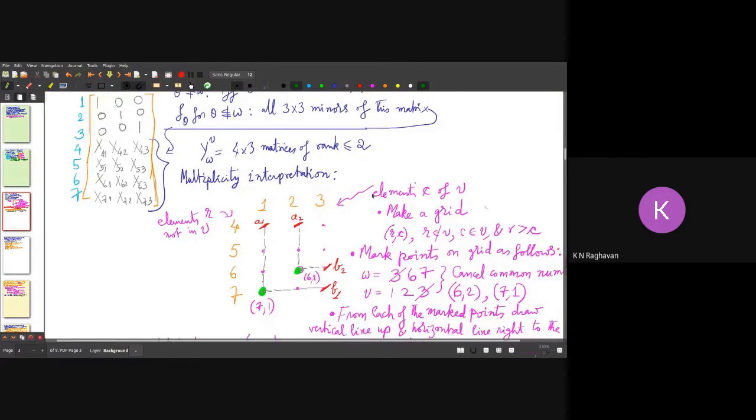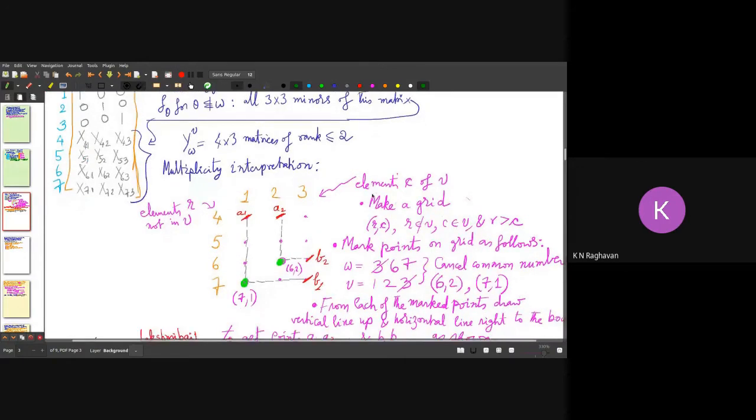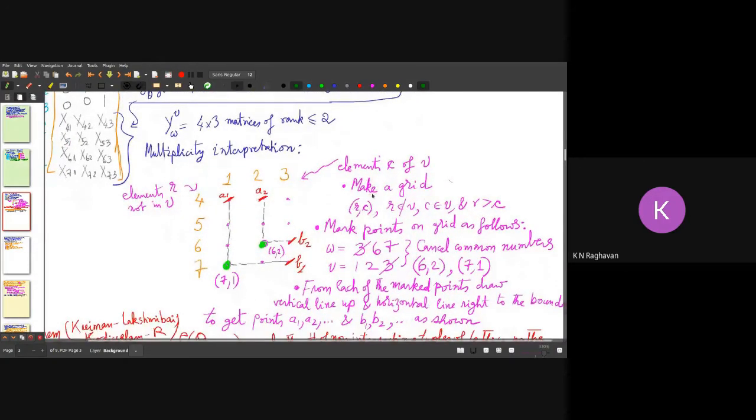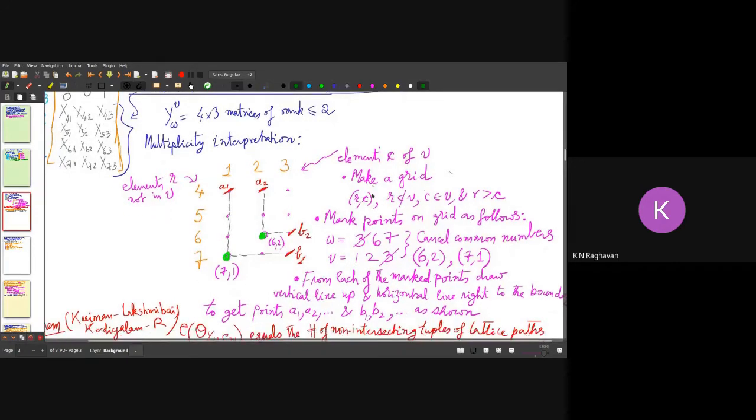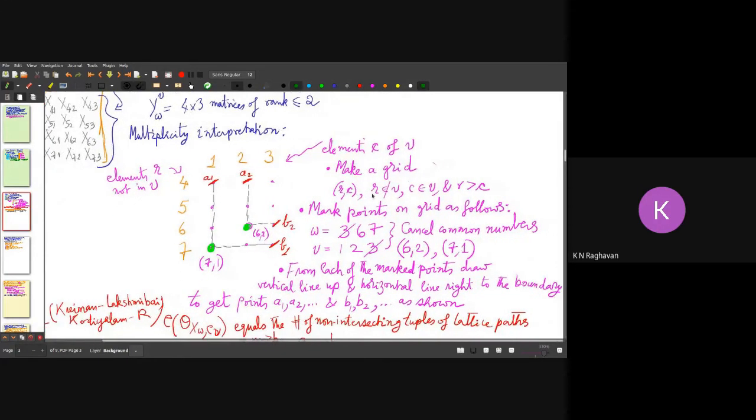So how do you compute multiplicity? I want to give you a procedure for how you compute this multiplicity. I'm going to state the theorem in this slide later, but let us go through the procedure in this example and then I'll state the theorem. So what you do is the following. You make a grid. That is the first step. And how do you make the grid? You put the elements of V on top as the columns, and put the elements R not in V as indexing the rows.